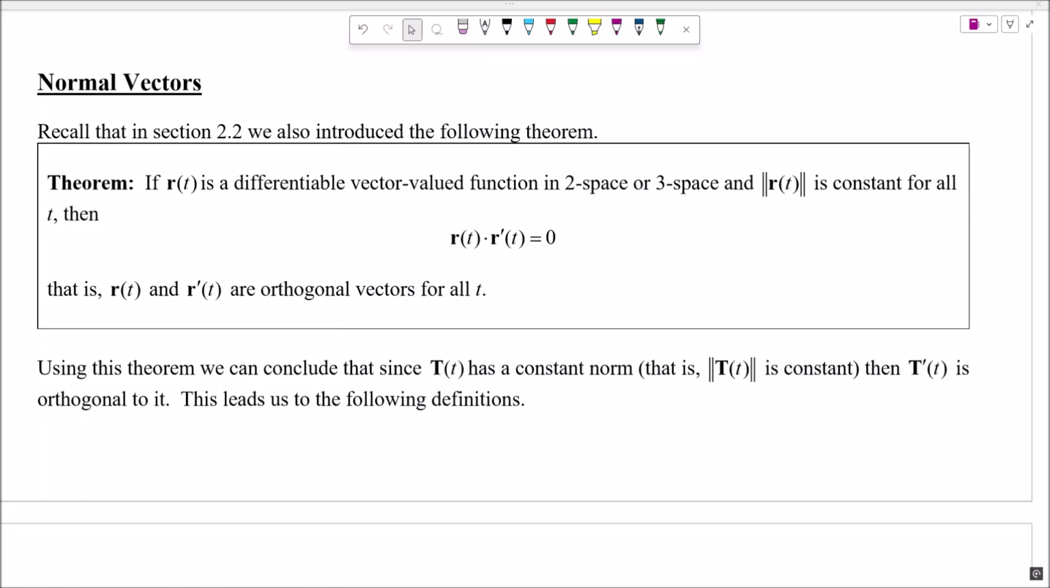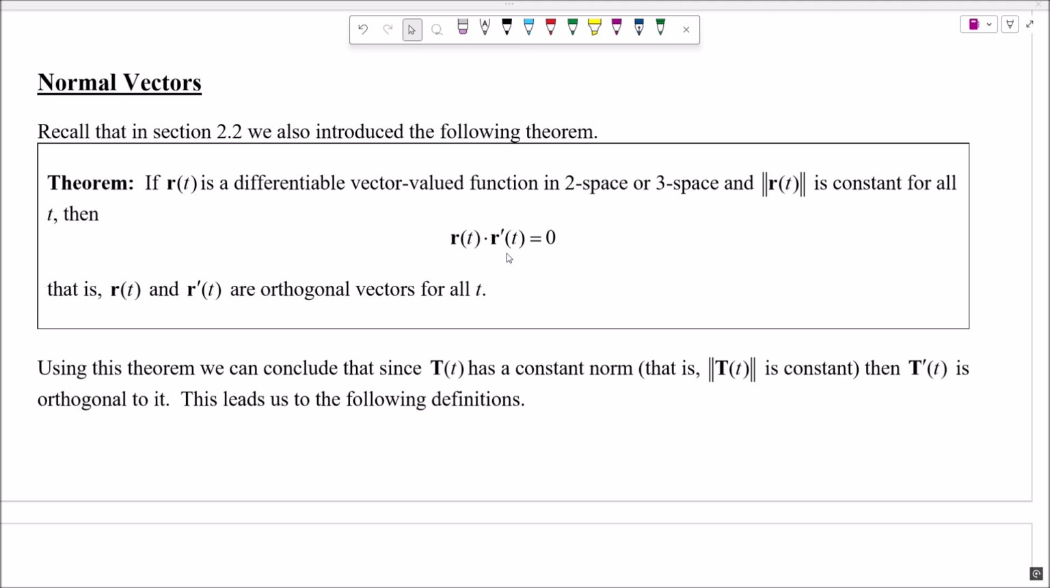All right, now we're going to move on to talking about normal vectors. This is the second type of vector that we're interested in computing in this section. We had this theorem back in section 2.2, and it becomes extremely important here. Notice that it said that if r of t was a differentiable vector-valued function in 2-space or 3-space, and if the norm of that vector was constant, so like at every single possible value of t I always get the same length, then if I take that vector function dotted with its derivative, I should get 0.